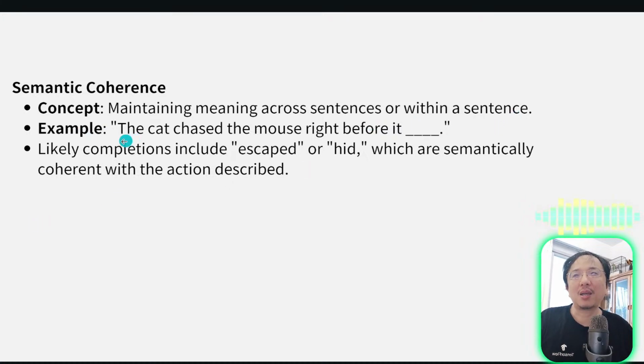So for example, like here, the cat chased the mouse right before it. So what does it mean by it? What is the actual situation? We are talking about a situation where the cat is chasing the mouse, and because we are saying right before something happens, it means it stops chasing after this action. So this action might be something like escaped or hit.